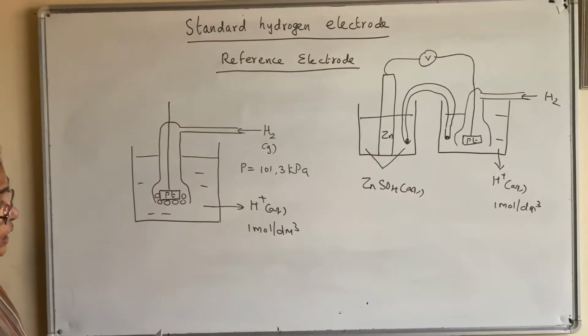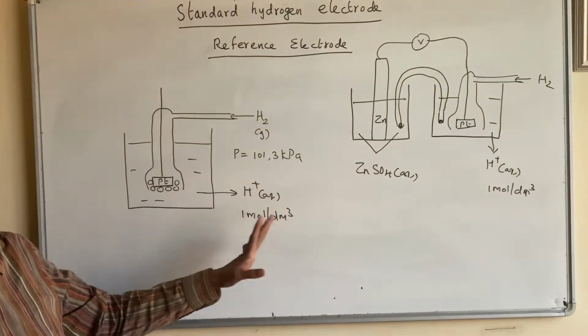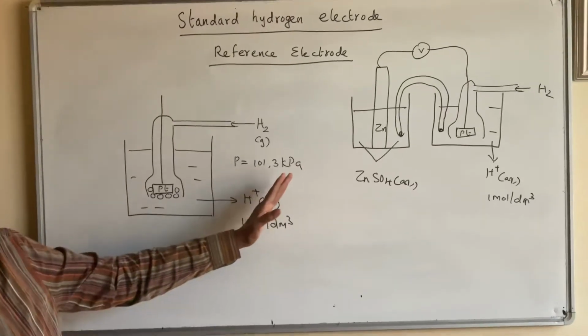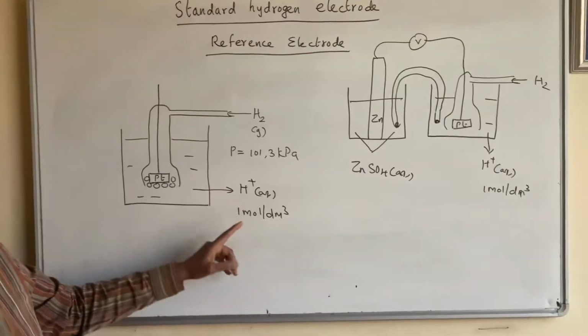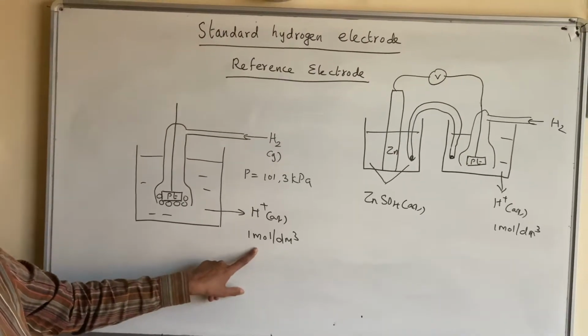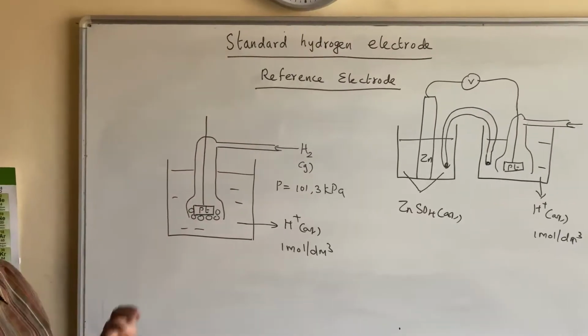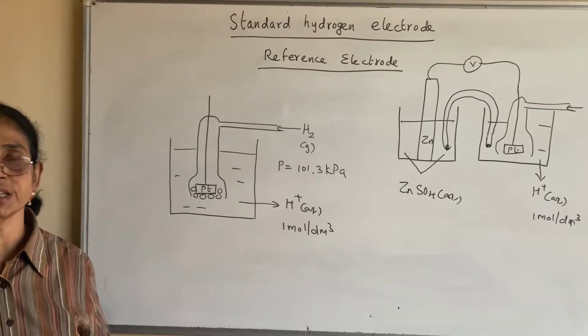The hydrogen electrode has H+ ions. That means it can be any acid. Acid is a substance that gives hydrogen ions when dissolved in water. So according to Arrhenius theory, it must be an acid with a concentration of 1 mole per decimeter cube. And you put in a platinum electrode because gases do not conduct electricity.